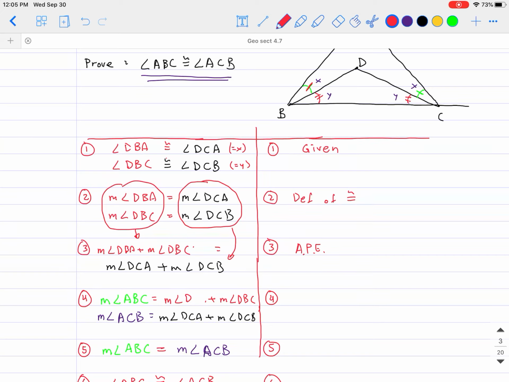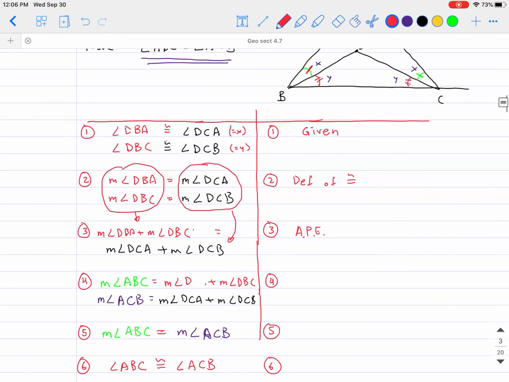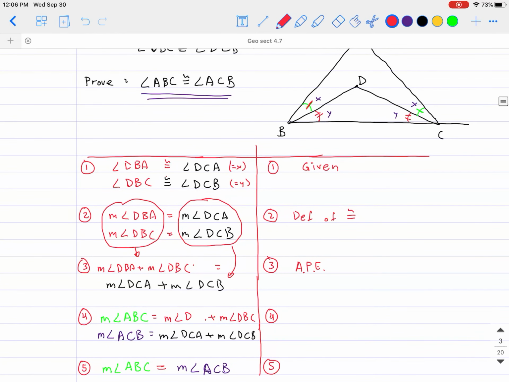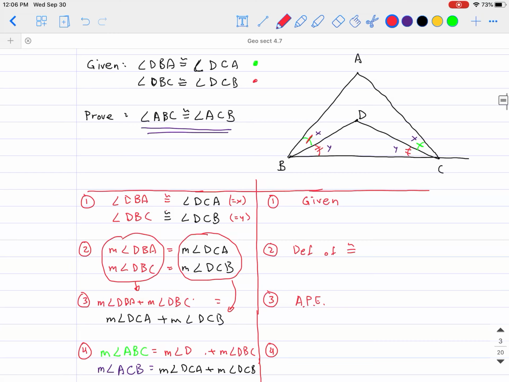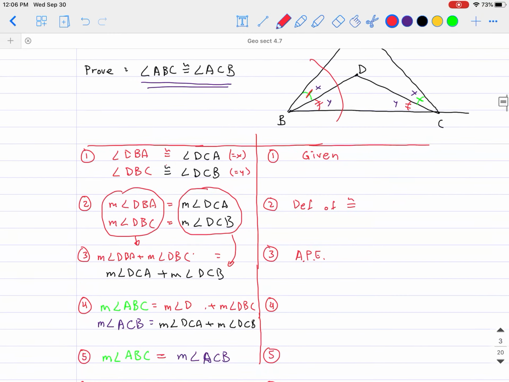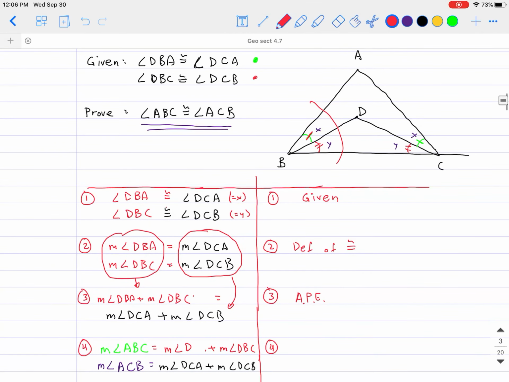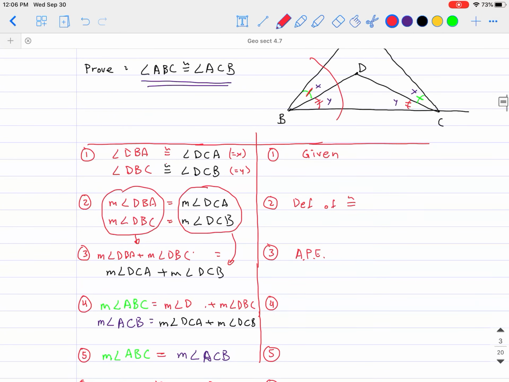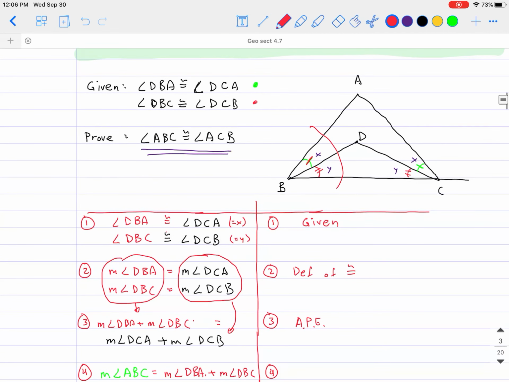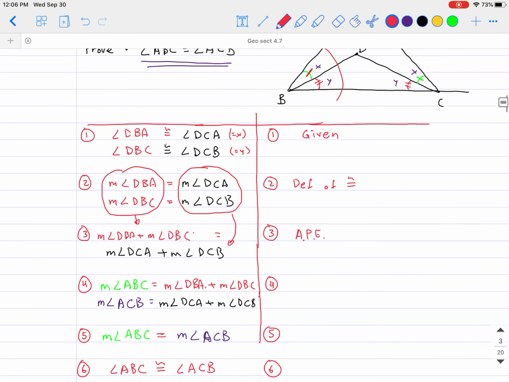Okay. Now that we've added them together, we get this really, really big mess. And here, now you'll notice in step 4, I say the measurement of ABC, ABC being this whole thing right here, is equal to the measurement of DBA, plus the measurement of DBC, so that's a smaller piece. So here, this is going to be my angle addition postulate, because I'm adding two angles together and claiming that it's going to be the result of the bigger angle.